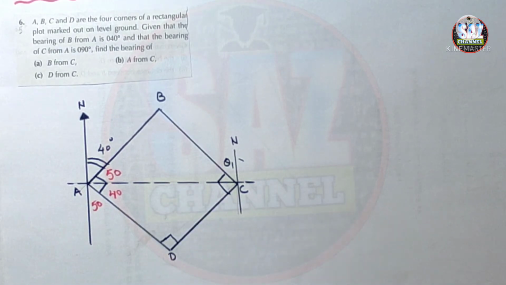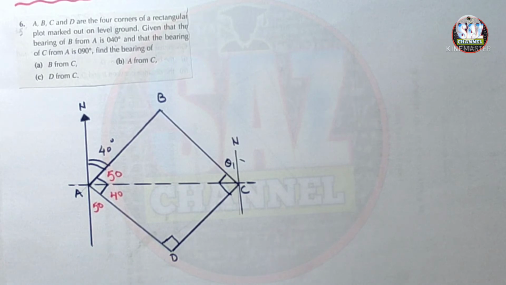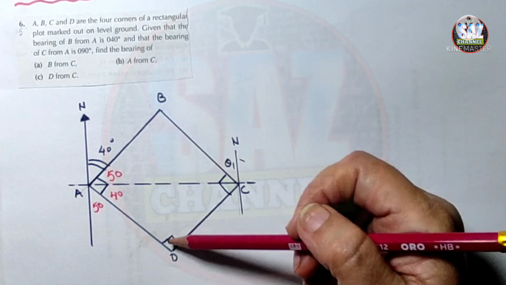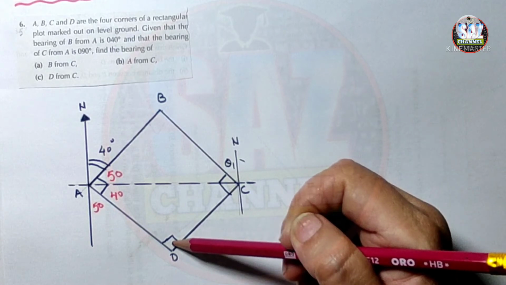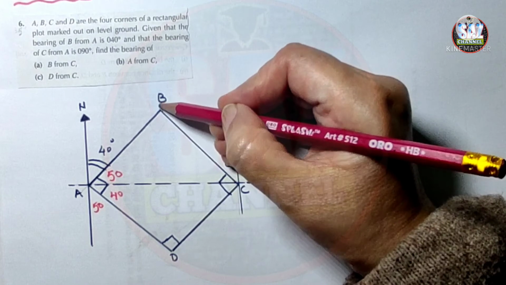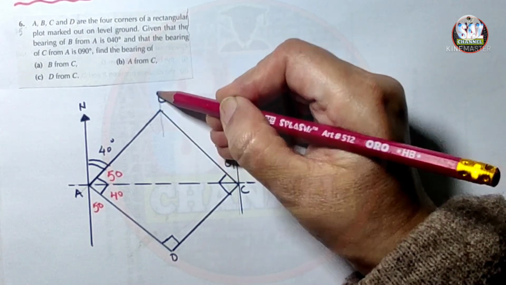And now we have to find the bearing of B from C. Now if we look at the diagram, in the beginning we are not given any of the angles, but as the shape is a rectangle, it is clear that the angles at these points will be 90 degrees. Then first let's discuss, and then I'll confirm the diagram.